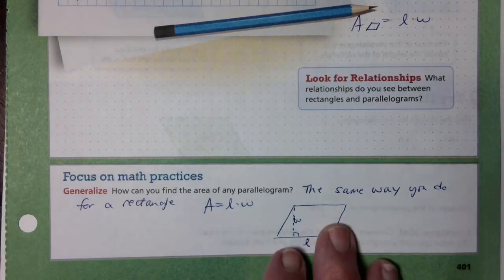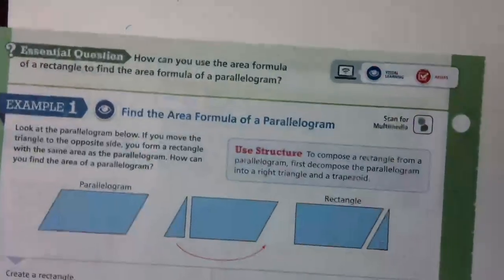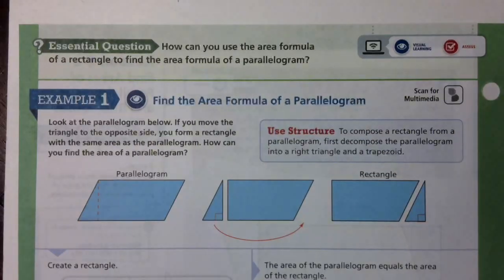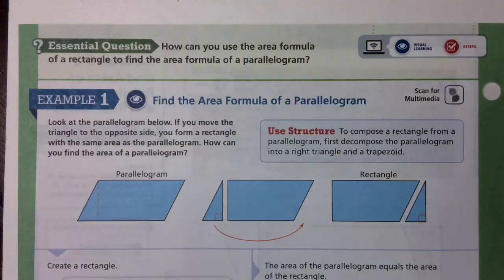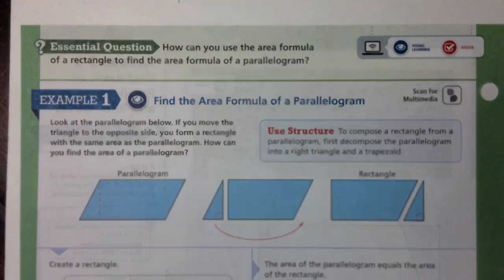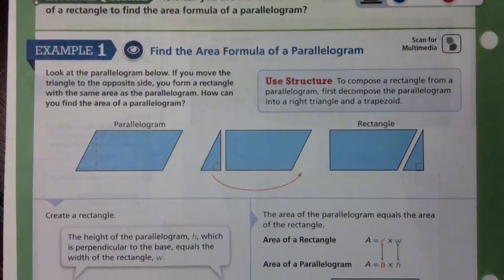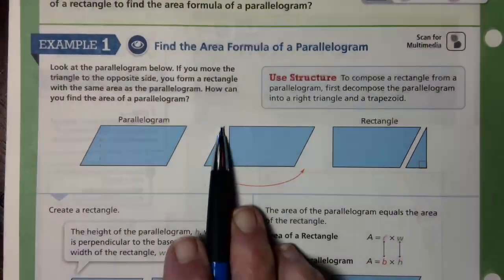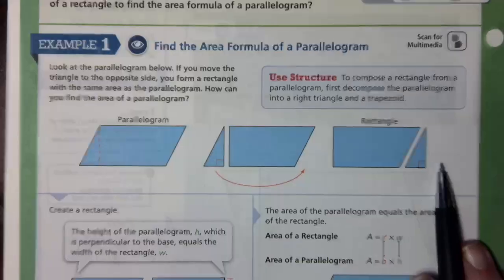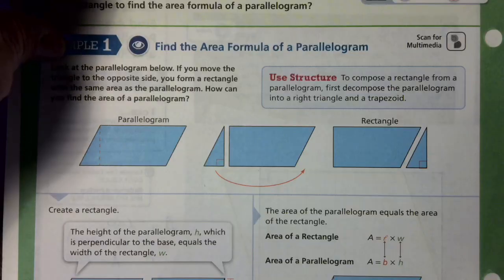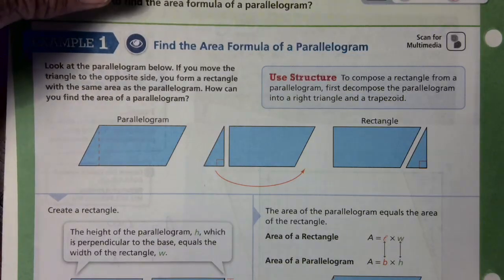Okay, turn the page, and let's look at what they're saying for the area of the parallelogram. Look at the parallelogram below. If you move the triangle to the opposite side, then you form a rectangle. They're showing that we're going to cut this off, put it over here, slide it up there, and then it's going to form a rectangle. So that's why the formula is going to be the same for a parallelogram as it is for a rectangle.